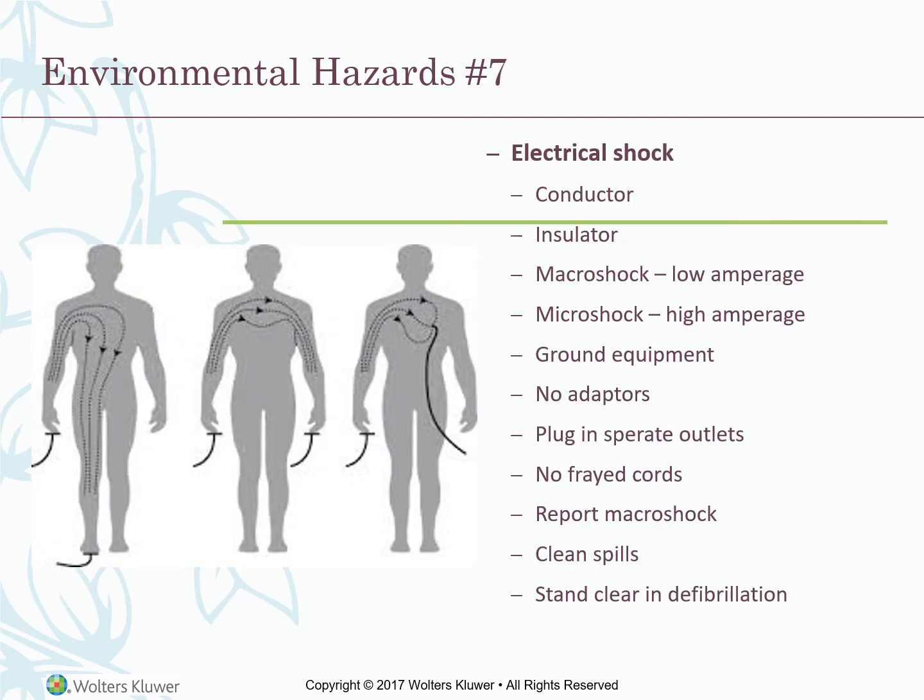Electrical shock. The discharge of electricity through the body is a potential hazard wherever there are machines and electrical equipment. The body is susceptible to electrical shock because it is composed of water and electrolytes, both of which are good conductors of electricity. A conductor is a substance that facilitates the flow of electrical current. An insulator is a substance that contains electrical currents so they do not scatter.